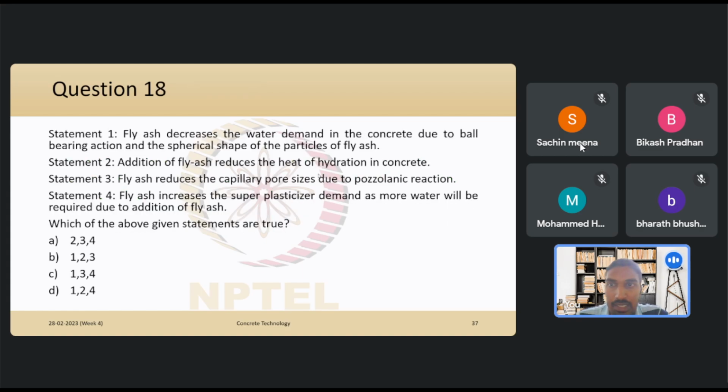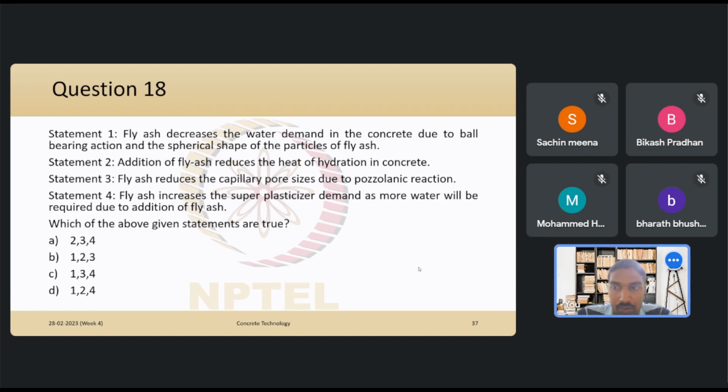Okay, so question 18 is again 4 statements are given. We have to pick which of these are true. So the first statement is fly ash decreases the water demand in the concrete due to ball bearing action and the spherical shape of the particles of fly ash. Statement 2 is the addition of fly ash reduces the heat of hydration in concrete. Statement 3, fly ash reduces the capillary pore sizes due to pozzolanic reaction. Statement 4 is fly ash increases the superplasticizer demand as more water will be required due to addition of fly ash. So we have 4 options.